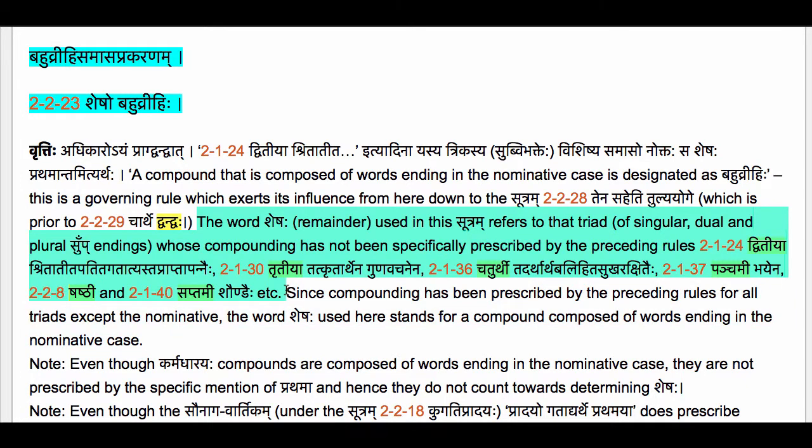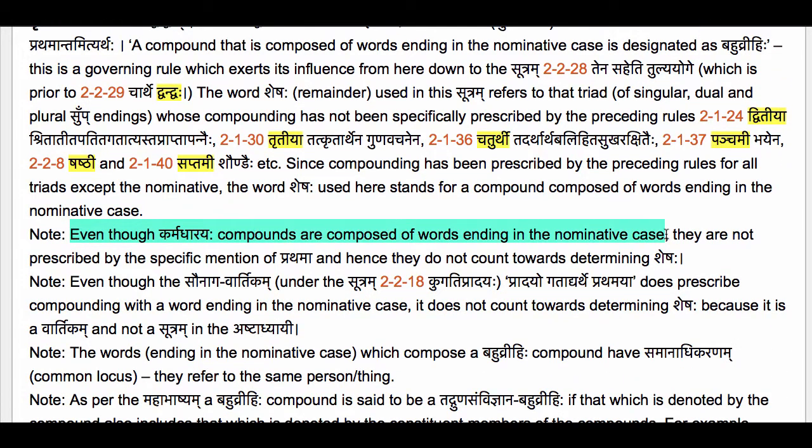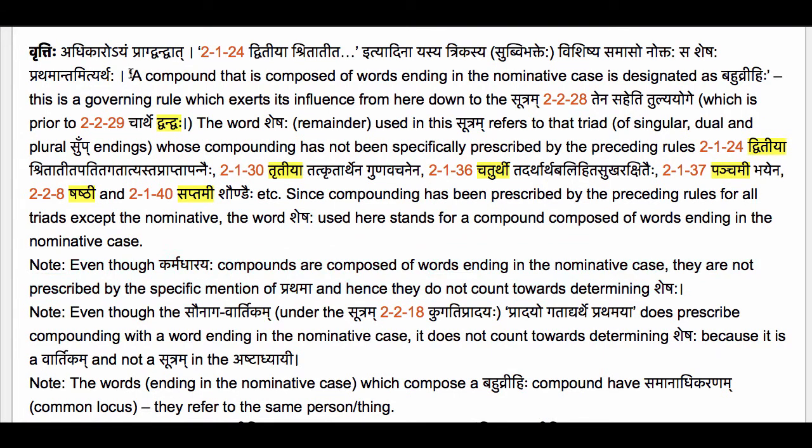A note here says that even though Karmadharaya compounds are composed of words ending in the nominative case, they are not prescribed by the specific mention of Prathama, and hence they do not count towards determining Sheshaha. So the meaning of this sutram becomes: a compound that is composed of words ending in the nominative case is designated as Bahuvrihi. And as already mentioned, it does not include the Karmadharaya compounds, which even though they are composed of words ending in the nominative case, are not prescribed by the specific mention of Prathama.